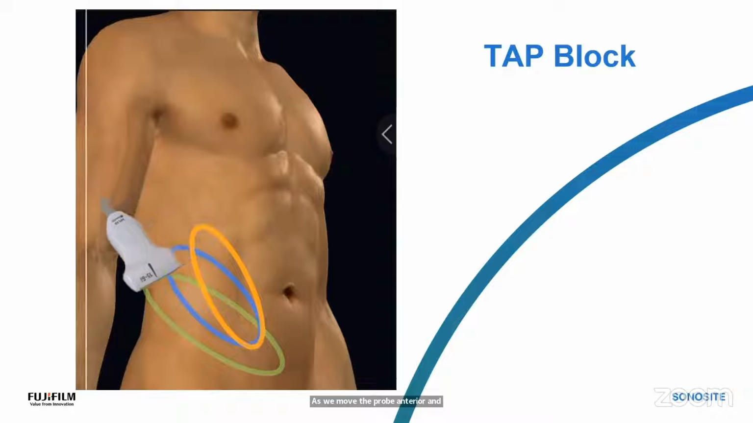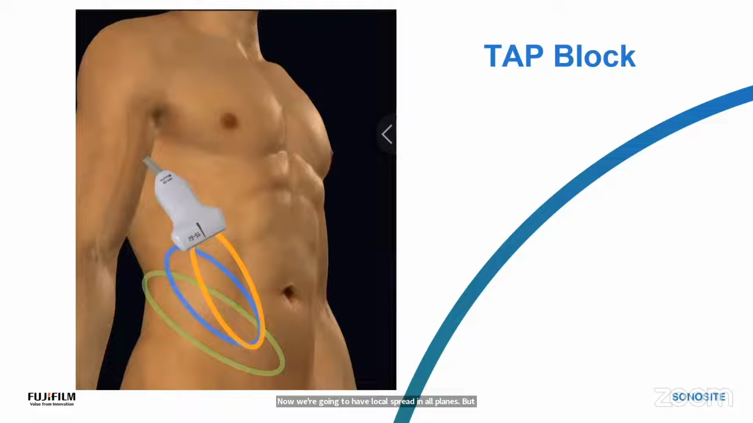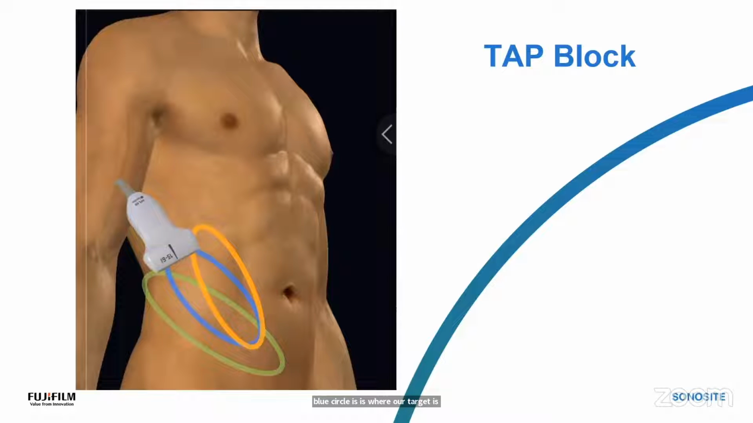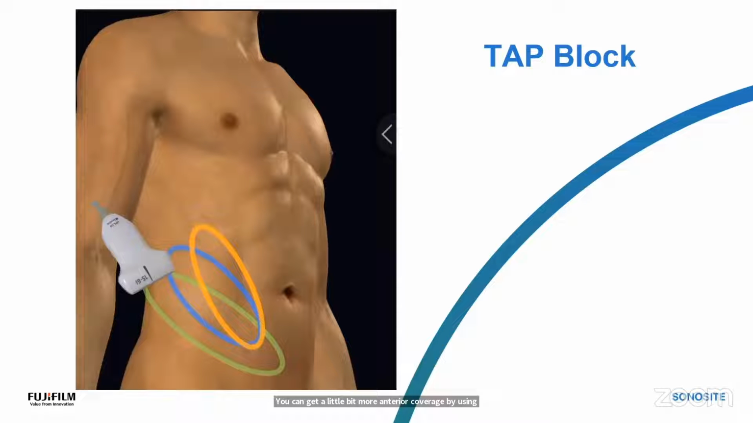Now we're going to have local spread in all planes, but you can help yourself out by placing that probe at the mid-axillary, anterior axillary line there. The blue circle is where our target is usually. You can get a little bit more anterior coverage by using the orange line, a little bit more anteriorly there. But remember, we're also doing rectus sheath blocks, so that's going to cover more midline as well. It really comes down to the volume that you're using. You need higher volume to get better coverage.